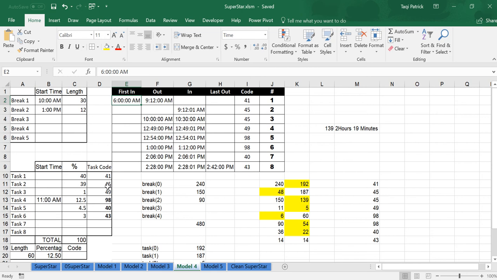But basically, we're starting at 6 a.m. We're ending at 2:42 p.m. We have 2 breaks. One, a 30-minute break that starts at 10 o'clock. Another 12-minute break that starts at 1 p.m. And then we have 6 task periods within here. And this is exactly how the tasks would break down, how it would look. And we have basically 8 rows. And that helps me model too.